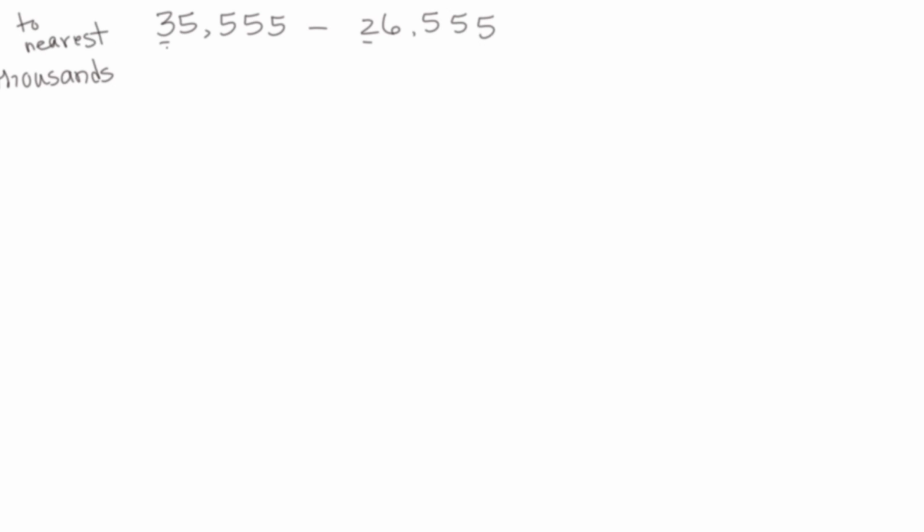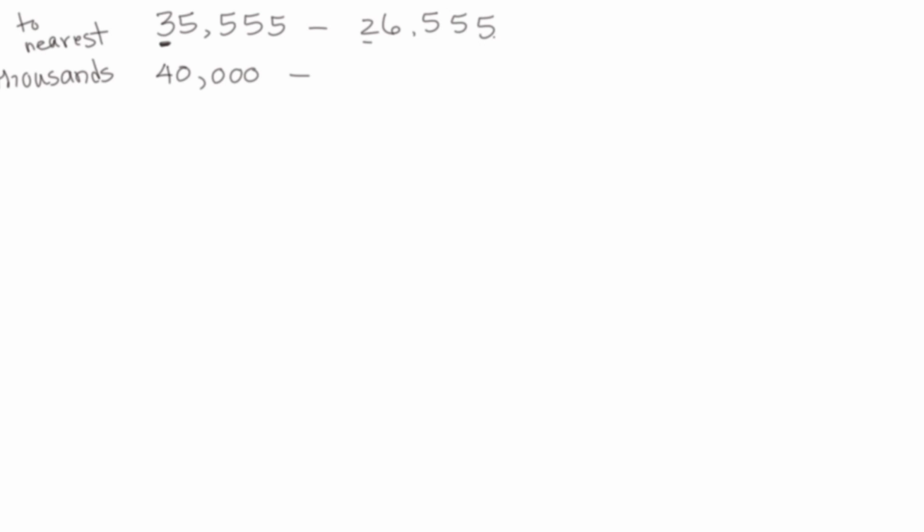So I have three 10,000s here, 30,000. The next higher up would be 40,000. My midpoint would be 35,000. So this is close, but it's a little past the midpoint. So if I round to the nearest 10,000, I would round to 40,000.